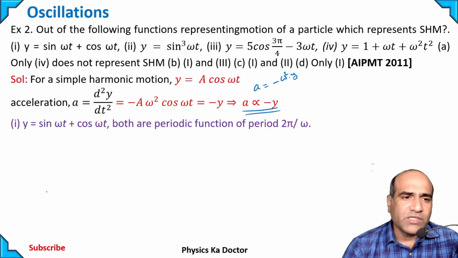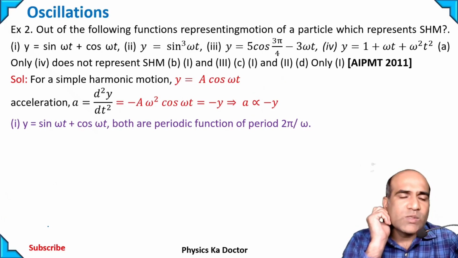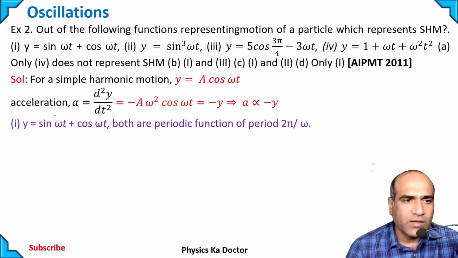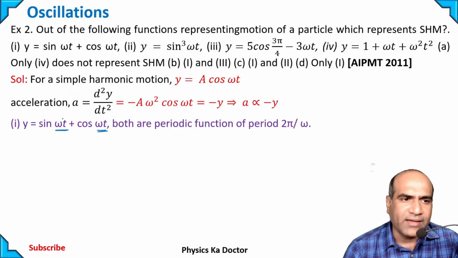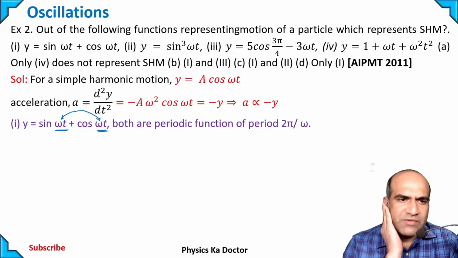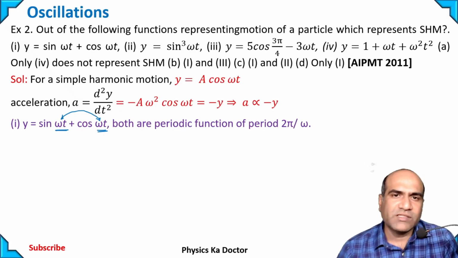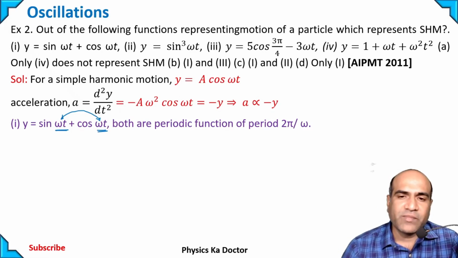Let's see the first one. If you see first, y equal to sine omega t plus cos omega t. Whenever you see both the angles are exactly matching, sine and cos, we can simplify this equation. Inside this angle, you will find omega t with some plus or minus something equation, right?